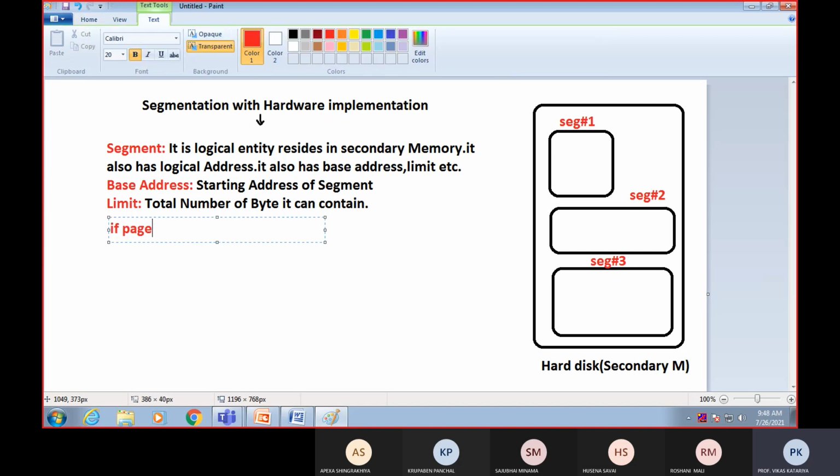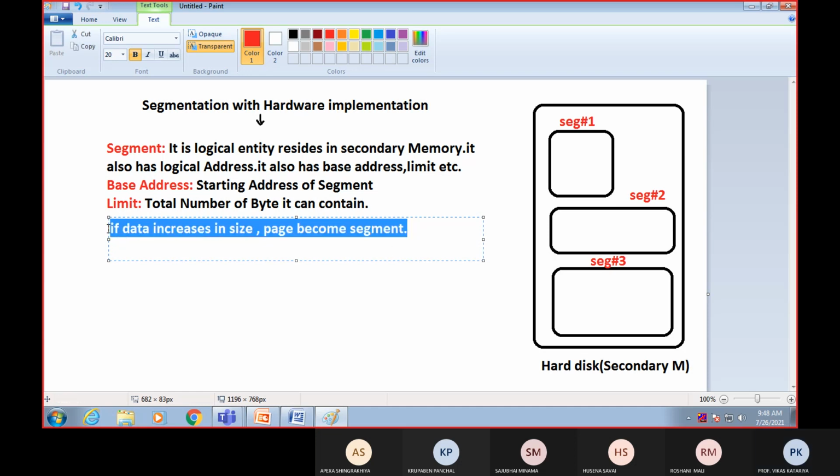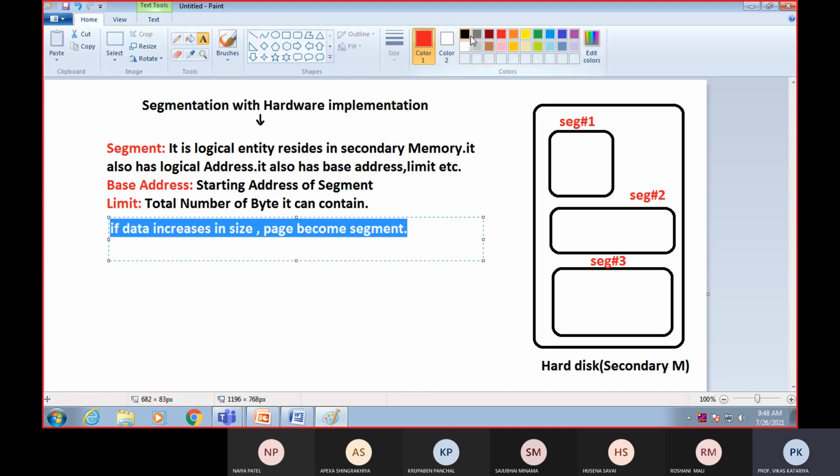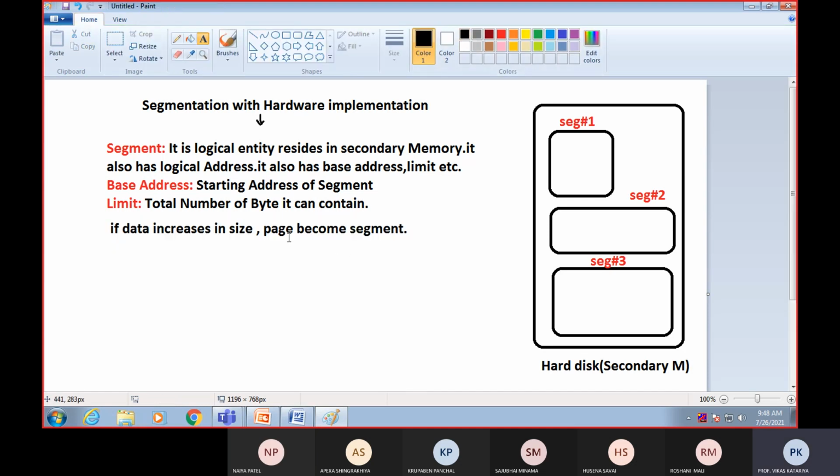If data increases in size, a page becomes a segment. So this is the basic answer to what is a segment in the logical memory. If the data increases in size or bulk in size, the page becomes a segment. And we know that a page has a limited size, it cannot exceed its limits.